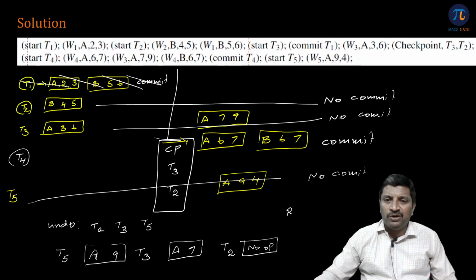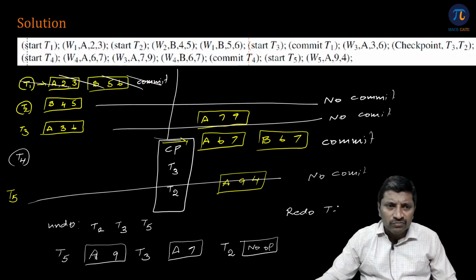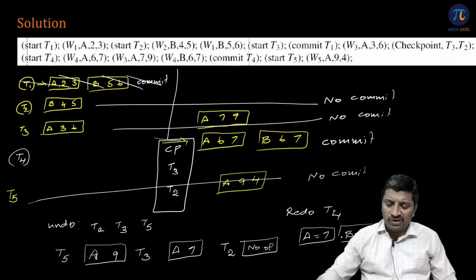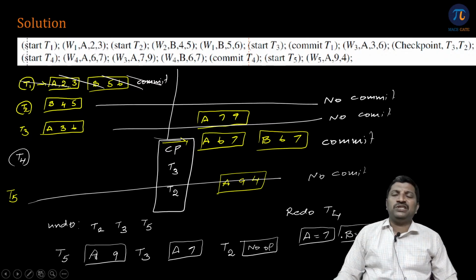Then I need to start redo. I have only one thing. What is that? T4. What are the operations for redo? Same order. A 2 new value, then B 2 new value. Hope you got it. So that is the story about this one, sir.